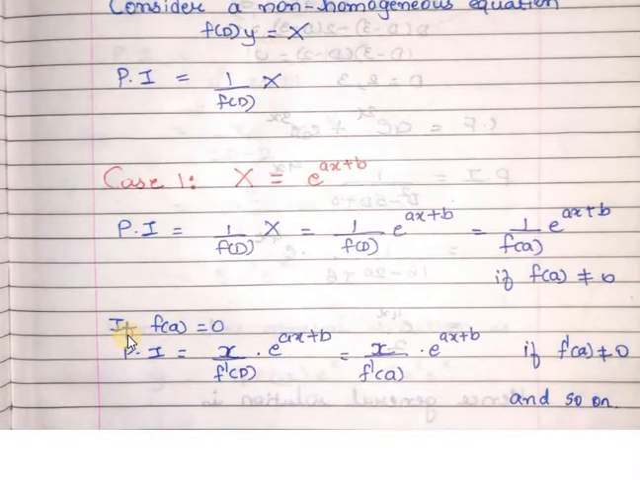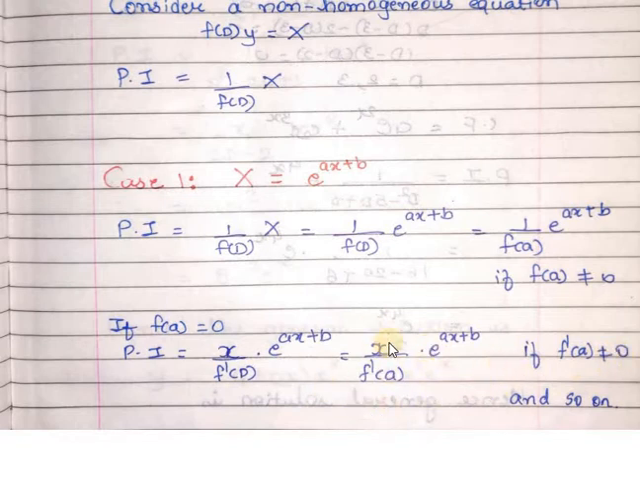Now what do we have to do if f of a is equal to 0? For that, PI is equal to x divided by f dash D into e raised to ax plus b. So here simply we have to multiply by x and take the derivative of the denominator, that is we have to take the derivative of f of D, so it will be f dash D. Now we will replace D by a, so it will be x divided by f dash a into e raised to ax plus b if f dash a is not equal to 0.